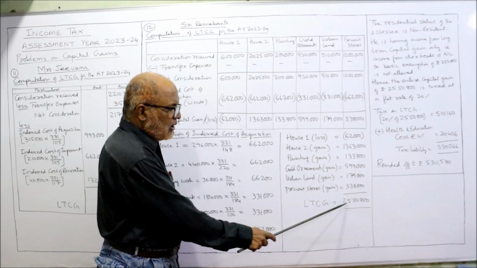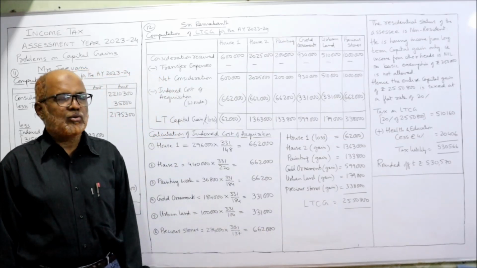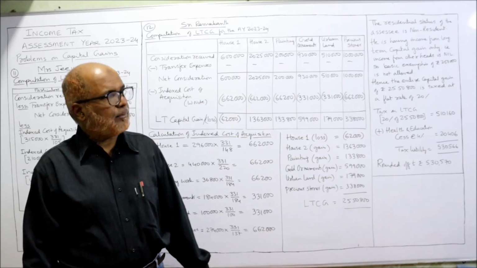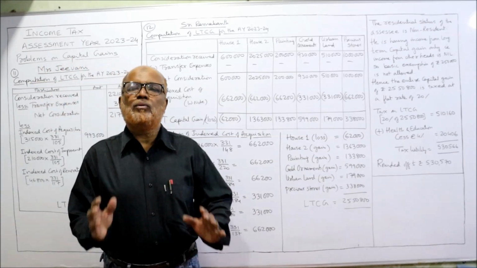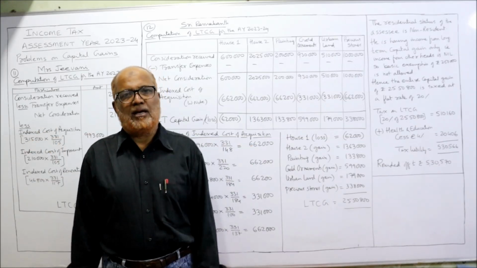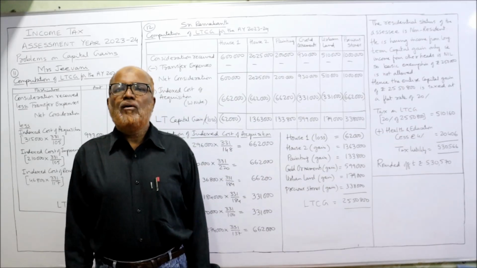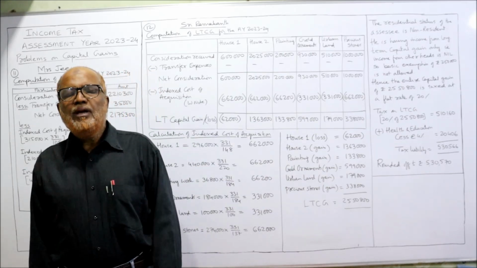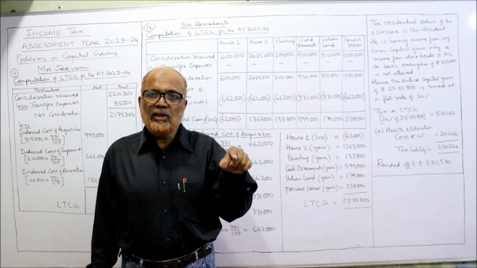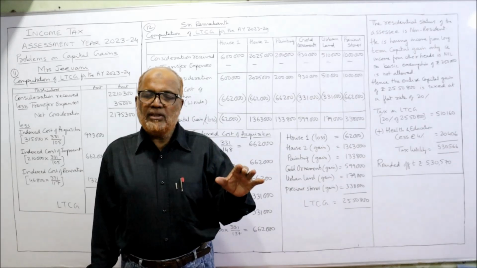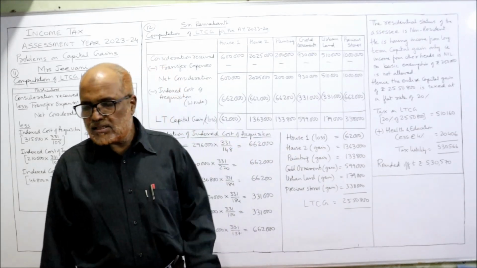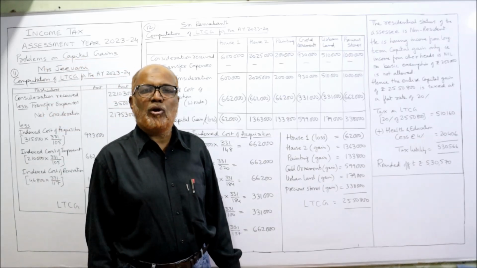So if you take the total, 25,50,800 is the total long-term capital gain. Now it is asking you to compute the tax liability, assuming that you don't have any other incomes, only this income. One point you should remember: if the assessee's status is non-resident during the current previous year, then the basic exemption of 2,50,000 will not be given.